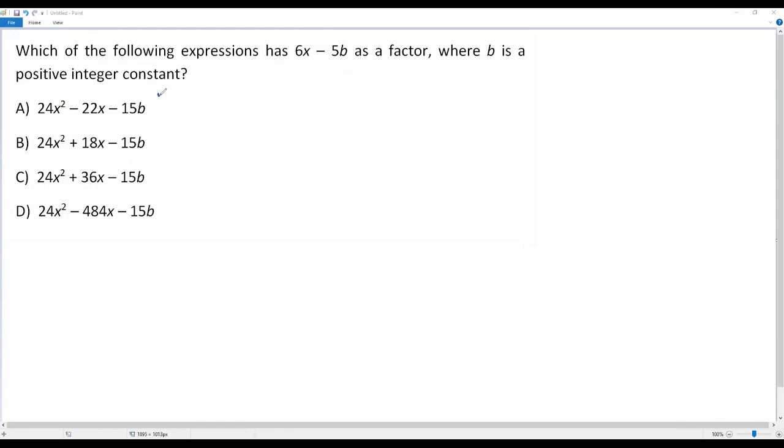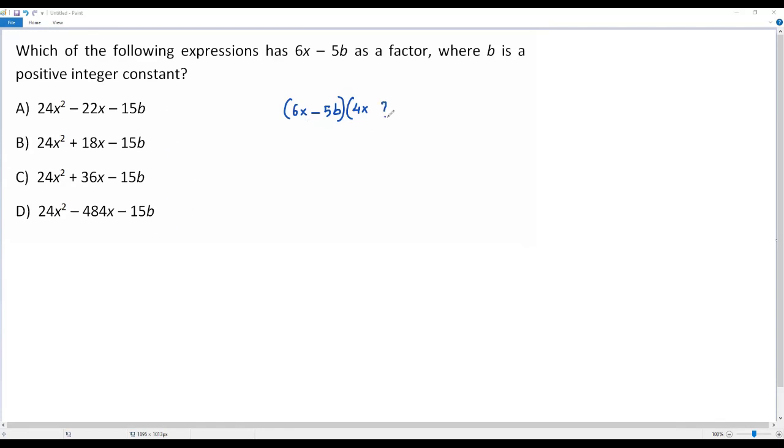When I go over the quadratic expressions in the given answer choices, in all of them we have the same leading term, that is 24x squared, and the same constant term, that is negative 15b. Now let me take the given linear factor, 6x negative 5b. My aim is to get the other linear factor. What should I write over here so that when I multiply 6x and the stuff over here, it equals the leading term 24x squared? It's very clear I have to write 4x. When I multiply 6x and 4x, that is equal to 24x squared, the leading term in all the answer choices.